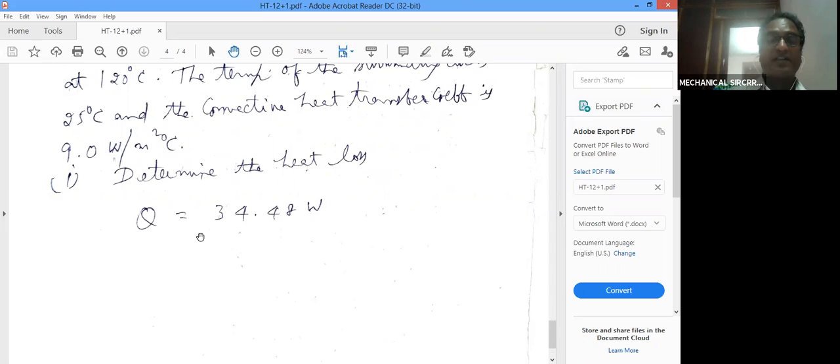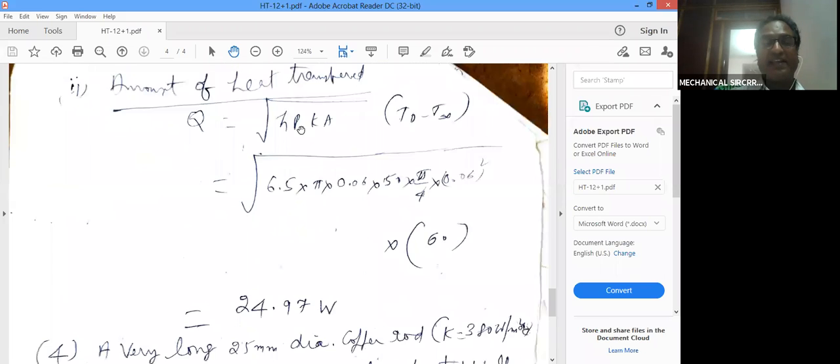Somebody has raised a question: P in the square root of HPKA, what is it? P is the perimeter, and you have to calculate it. For a circular fin the perimeter is pi into D, but for a rectangle it is 2 into B plus T, where B is the width and T is the thickness. For a circular fin, pi D, here the diameter is given as 25 mm, so pi into 0.025.